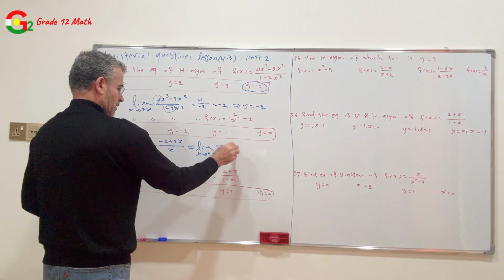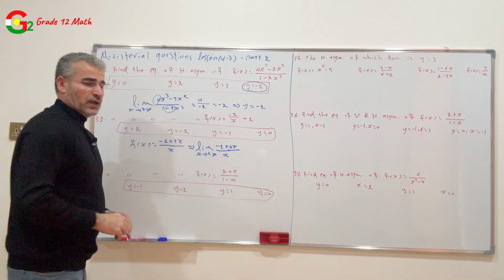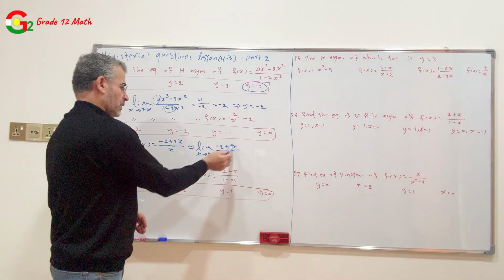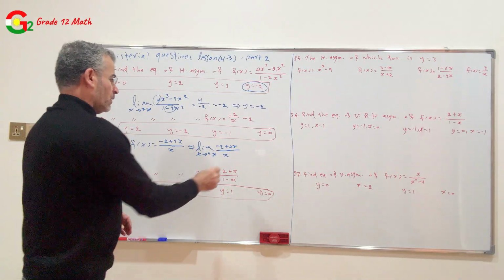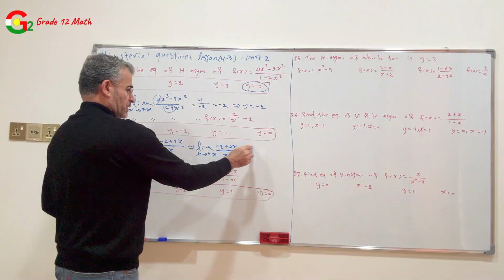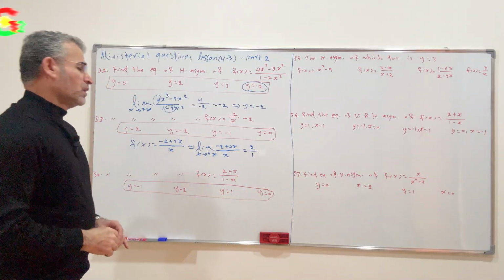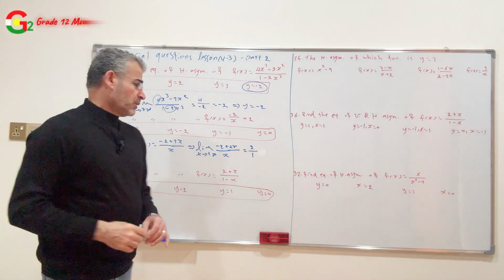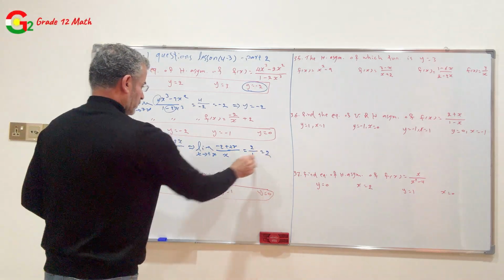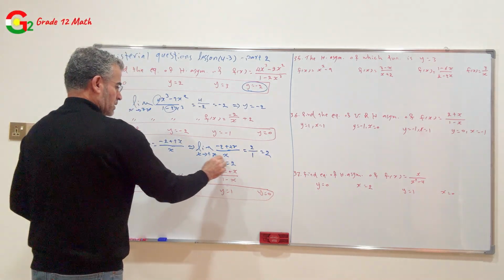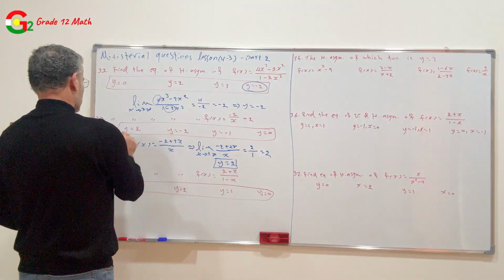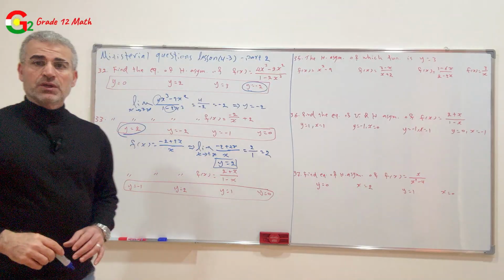Since the degree of the numerator and denominator are equal, which is 1, the result is the coefficient of the leading term of the numerator over the coefficient of the leading term in the denominator. 2 over 1 equals 2. So y equals 2 is the equation of the horizontal asymptote for this function. Choice A.